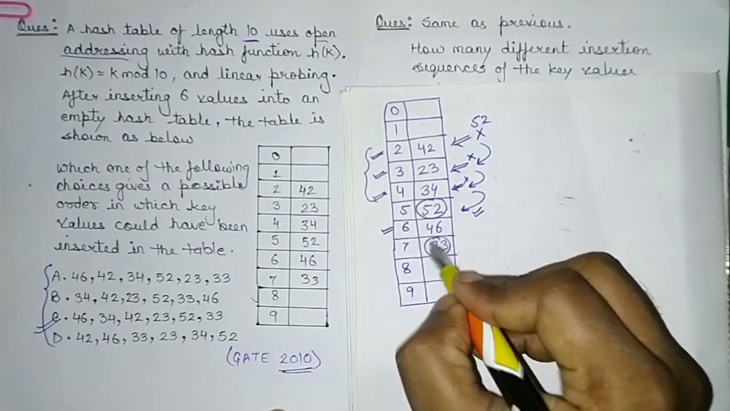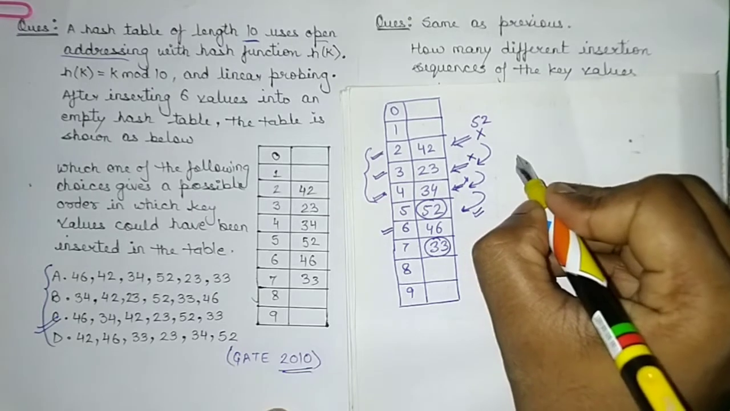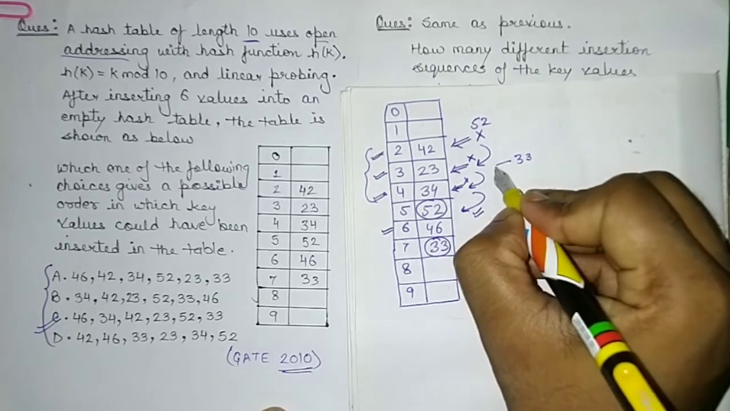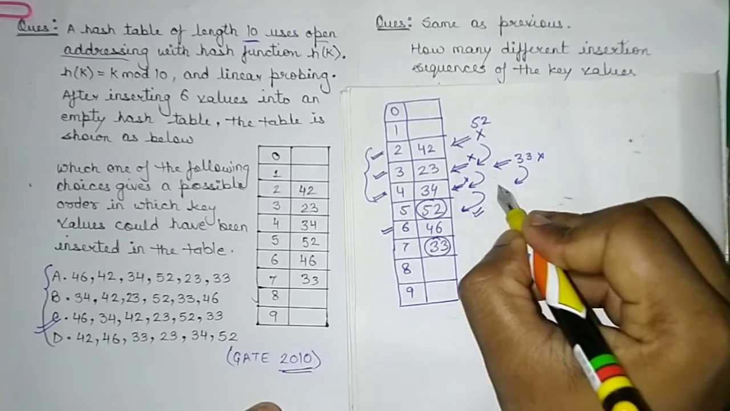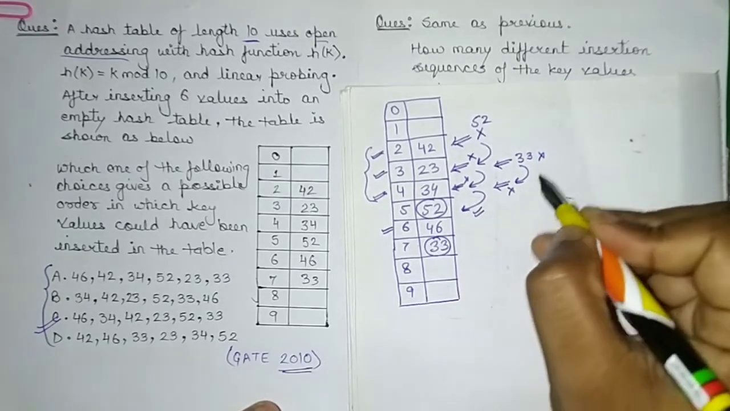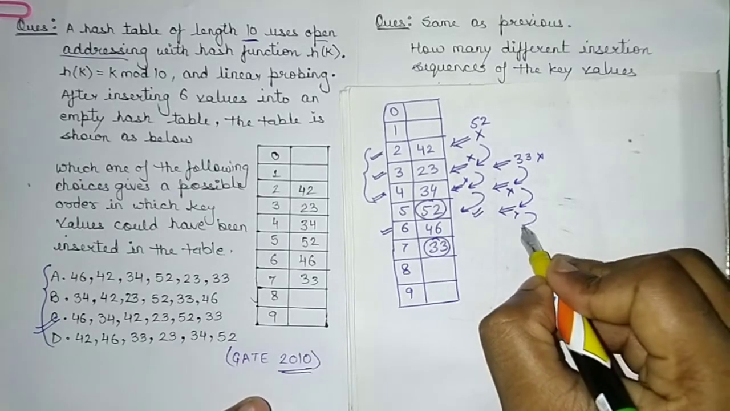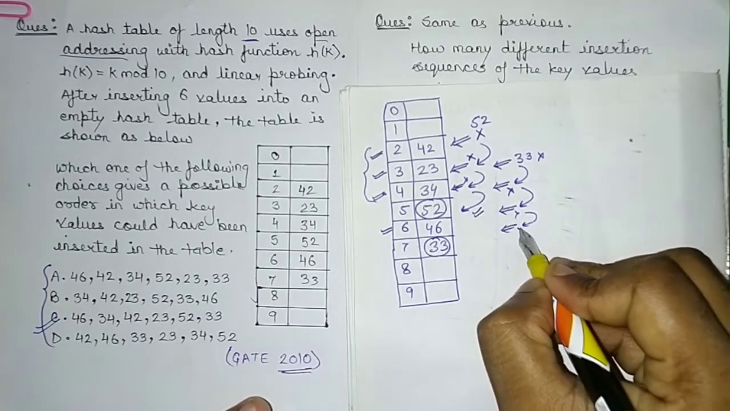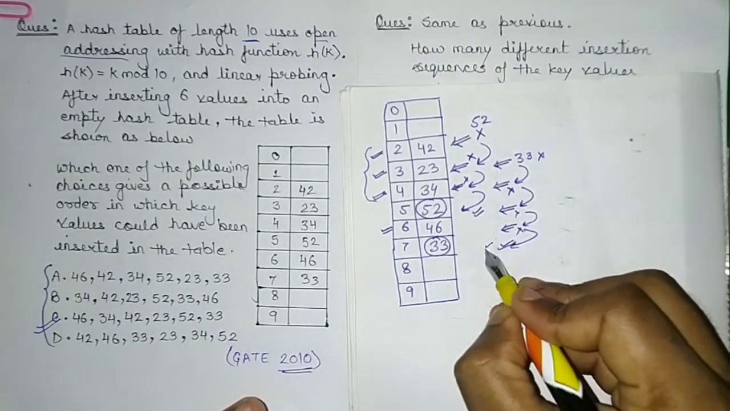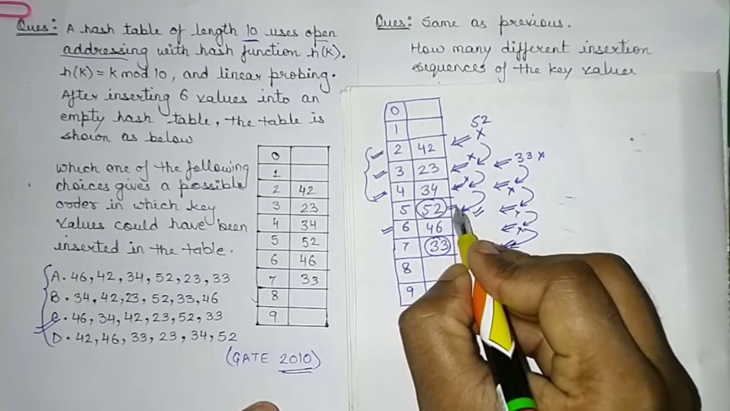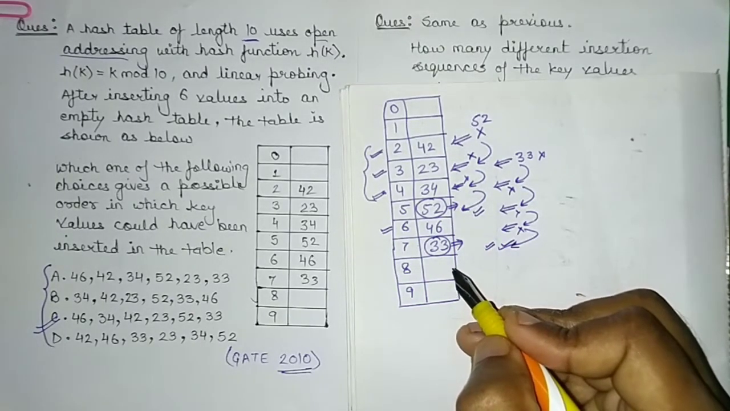Then we have 33. Now 33 mod 10 is 3, that means 33 might have started from this particular place. Here it got a collision, so it moved on to the next place. Here also it got a collision, so it moved on to the next place. Similarly, it keeps on checking for the next available slot, which was available at the 7th place, right? So this 52 and this 33 are the 2 key values on which you have to focus.